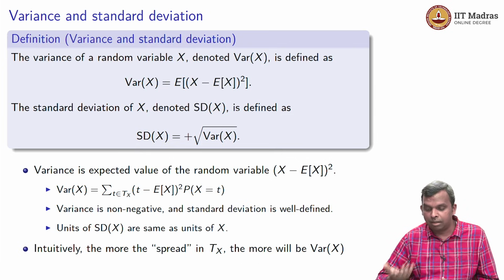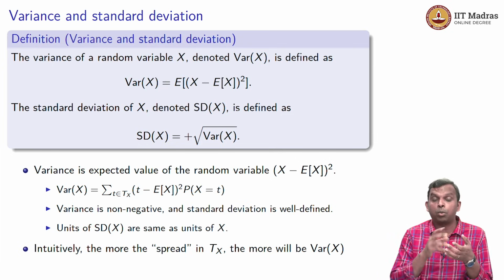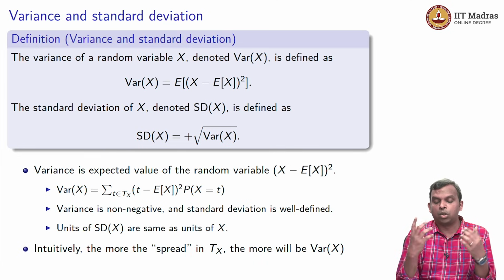Why? Because this takes only non-negative values. X minus E[X], what is inside the bracket, could be positive or negative, but once you square it, it's going to be non-negative.